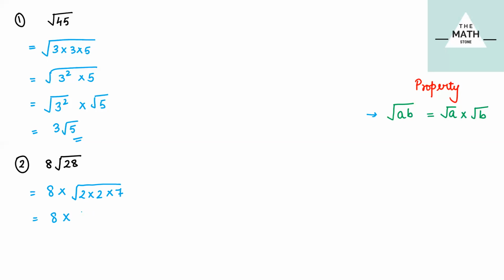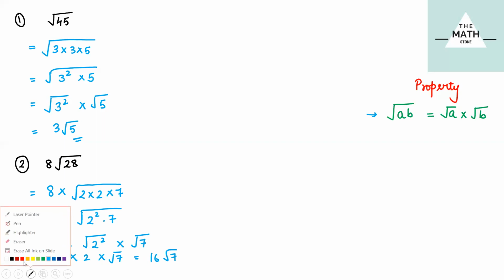So this is the prime factorization of 28. Then group the perfect squares. So 2 times 2 becomes 2 square times 7. Now apply the multiplication property. So 8 times square root of 2 square times square root of 7. So this is 8 times, this will be 2, and this will be square root of 7. So your final answer is 8 times 2 is 16. So 16 root 7. That's your final answer.